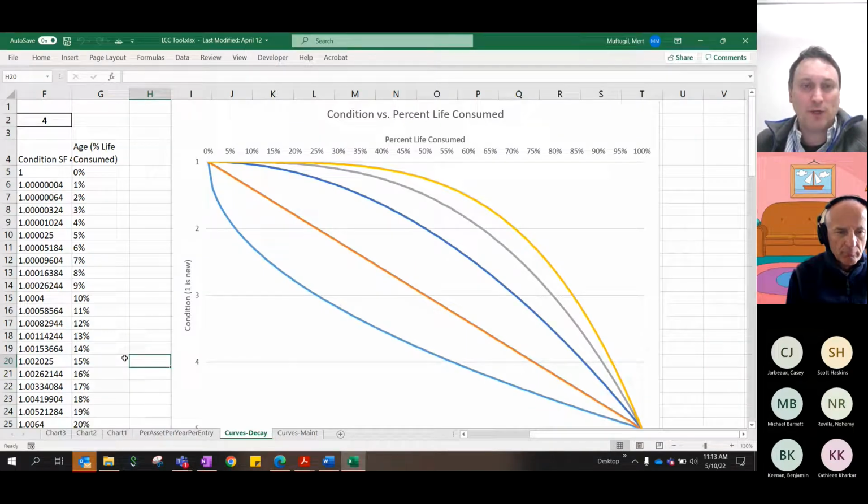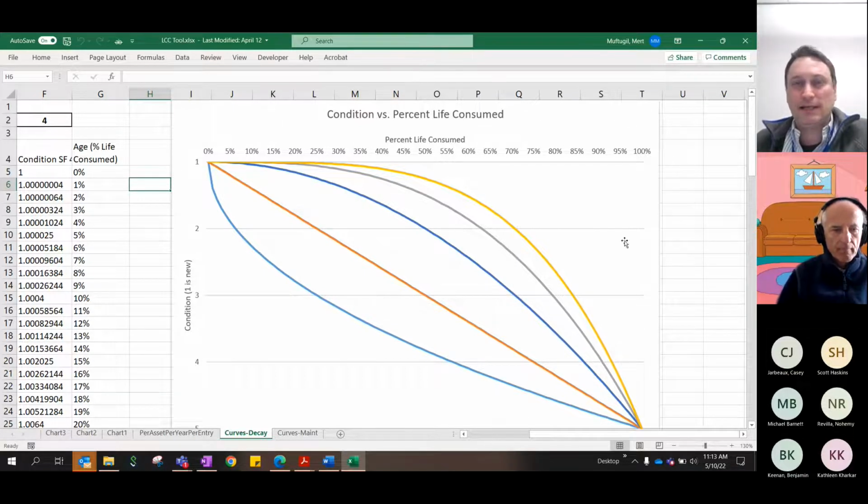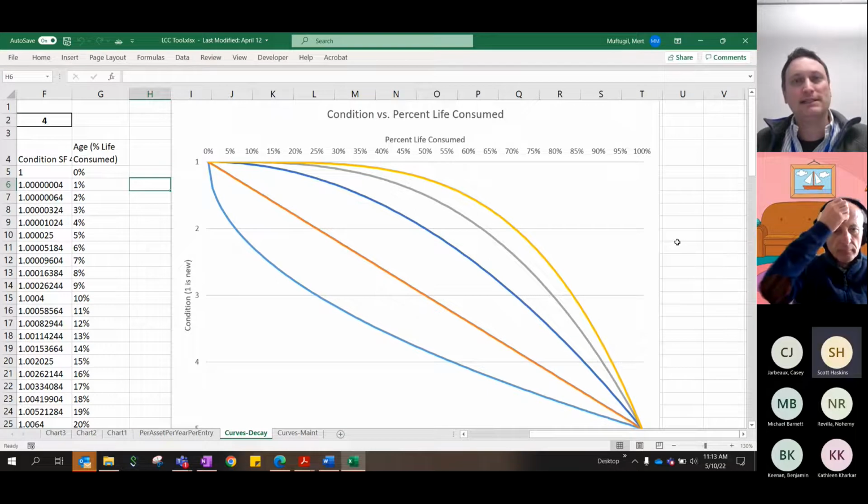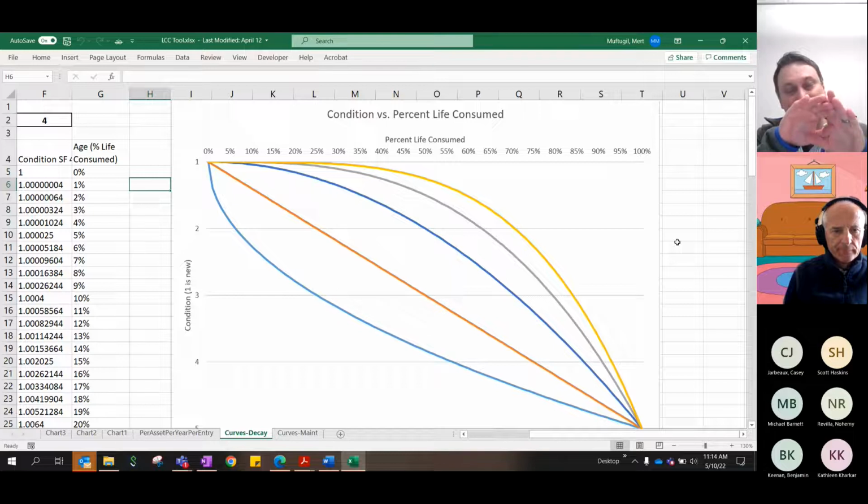What you're seeing here is condition on the y-axis and percent life consumed on the x-axis of any given asset. This is set up with percent life consumed on the x-axis so the curves can be used generically across the board. For example, a pipe, which is more of a civil/structural asset category, may have a much longer life than, let's say, a concrete tank structure. But they have the same shape.